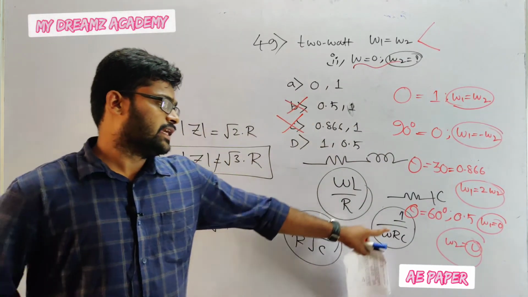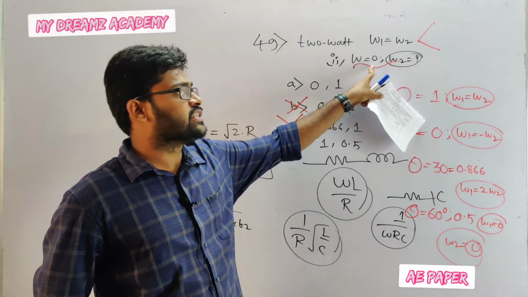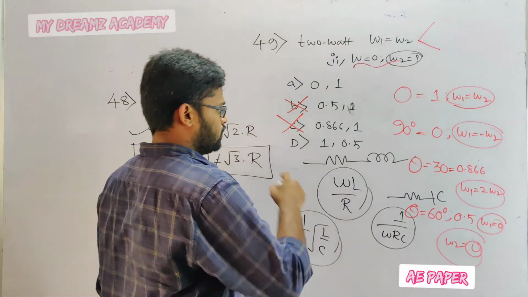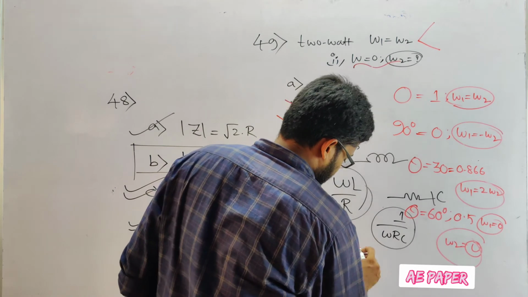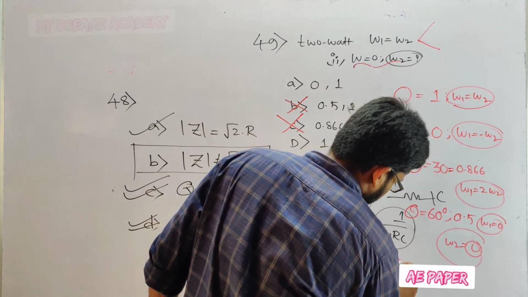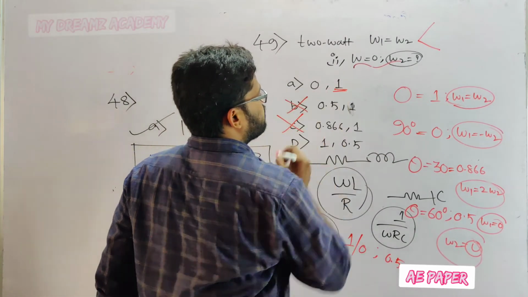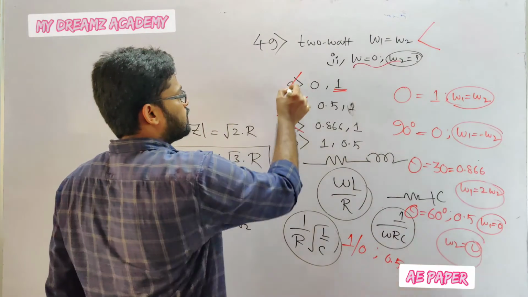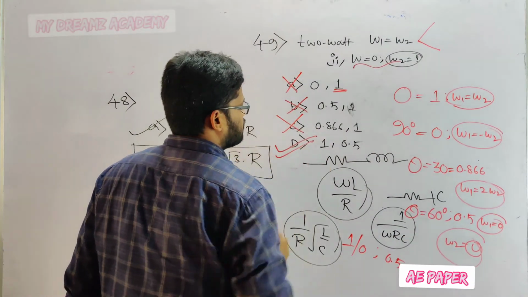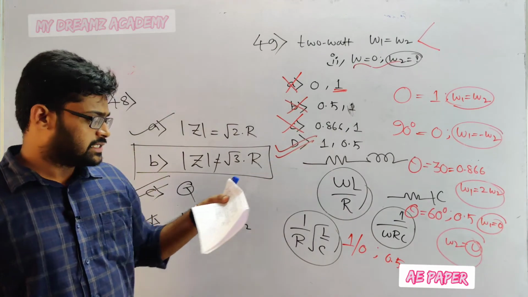So, theta equal to 60 degrees, power factor 0.5, W1 equal to 0. Here also the condition is W1 equal to 0. The first option gives unity or 0 power factor, but the second one gives 0.5 for the second condition, so it is a wrong answer. So, which one is correct? That is unity power factor and 0.5.